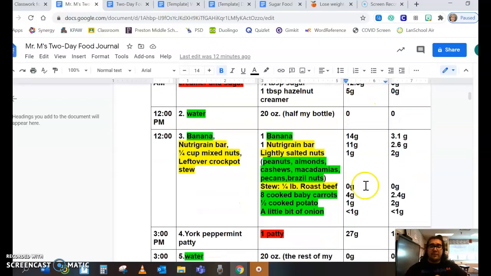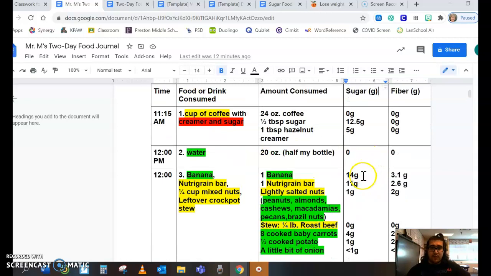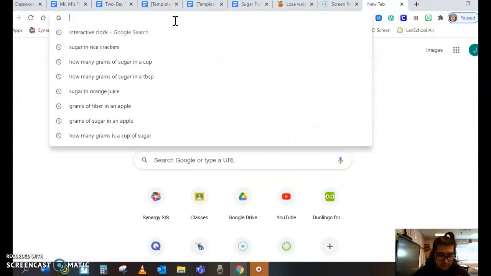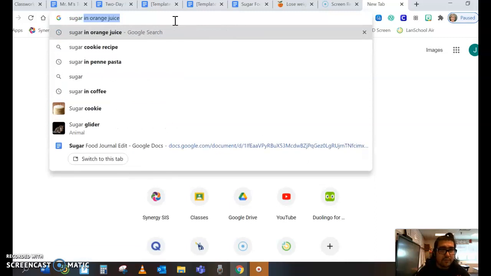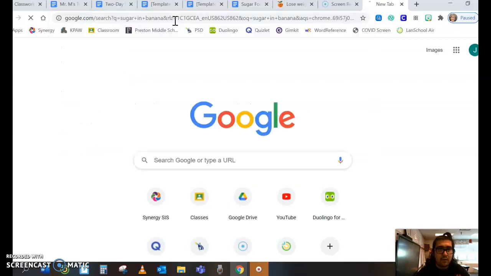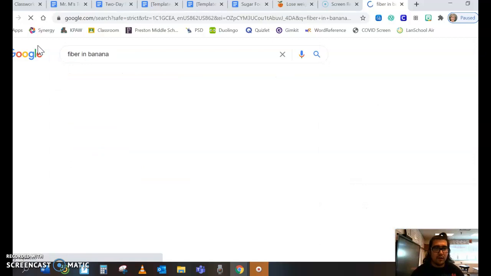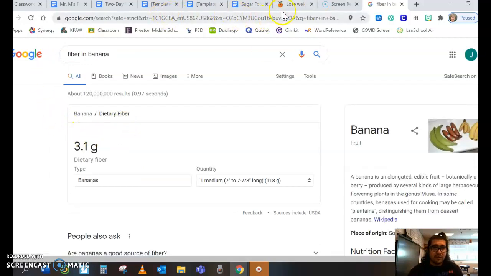So for something like a banana, for example, or my Nutri-Grain bar that I had, you will have to look those things up and type it in. It's fairly simple to do. You go into Google, as I show you, and you can go sugar in banana. And it tells you, in one medium-sized banana, you will have 14 grams of sugar. And then you can do the same thing with fiber as well. 3.1 grams, and that's where I got it.